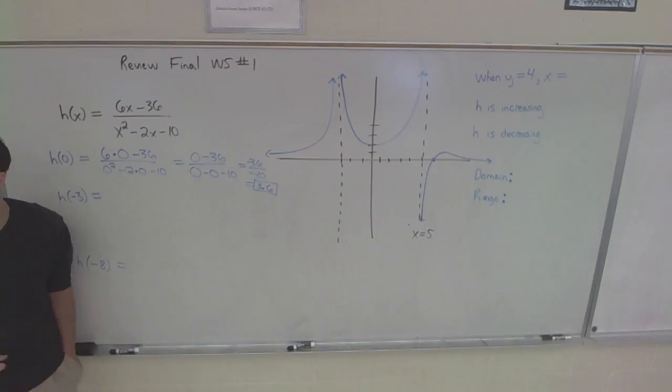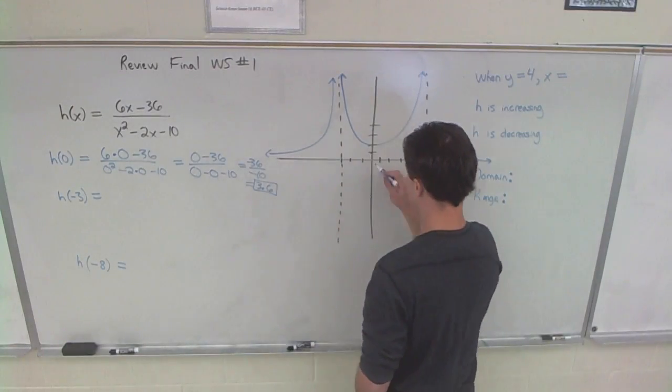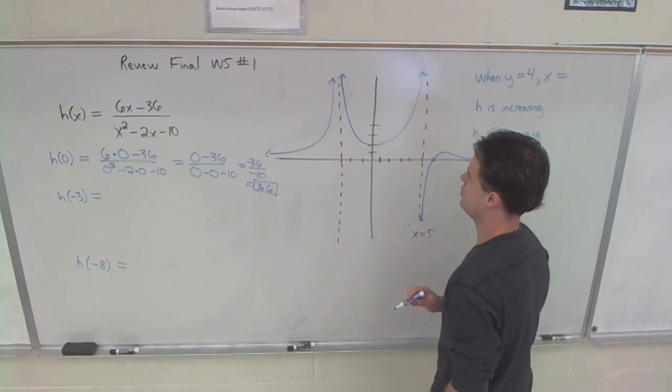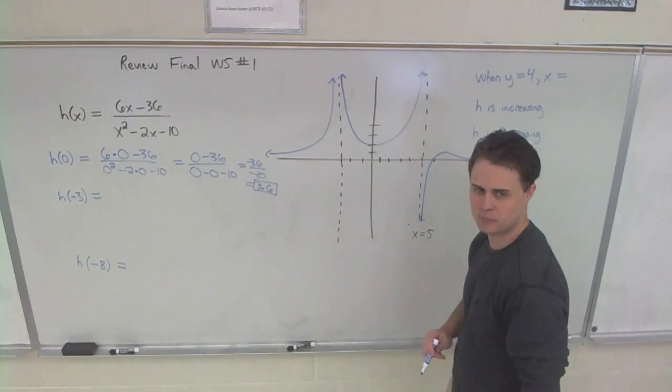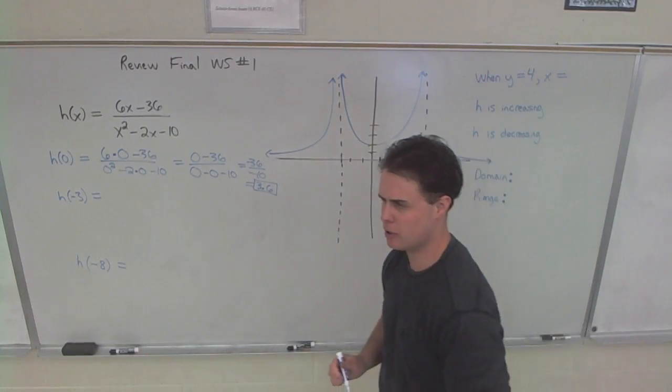Or you could put it in your calculator. If you put something like that in your calculator, fine. So let's see, did that make sense? At 0, do we get 3.6? My graph's a little bit off, so it should have been a little higher. Okay? Let's see, negative 3, if we plug that one in.